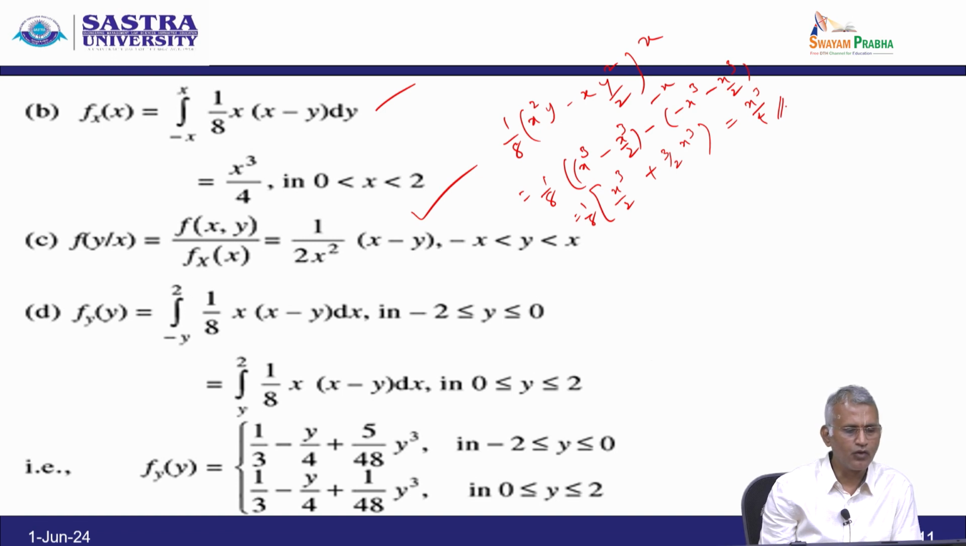Similarly, we have f(y|x) equal to f(x,y) by f_X(x), equal to 1 by 2 x square into (x minus y), where y lies between minus x to x. And f_Y(y) equals the integral from minus y to 2 of 1 by 8 into x(x minus y) dx in the interval minus 2 to 0, and the integral from y to 2 in the interval 0 to 2. Therefore, we have the function f_Y(y) as 1 by 3 minus y by 4 plus 5 by 48 into y cube in the interval minus 2 to 0, and in 0 to 2 we have 1 by 3 minus y by 4 plus 1 by 48 y cube.